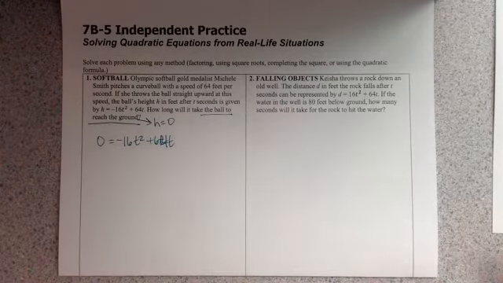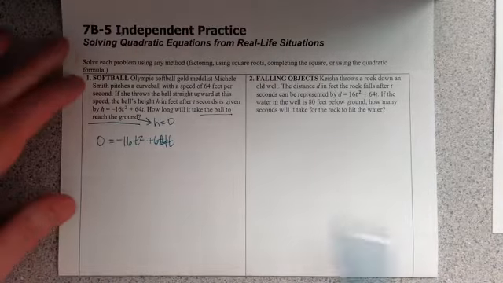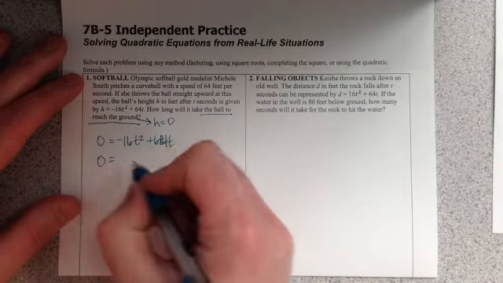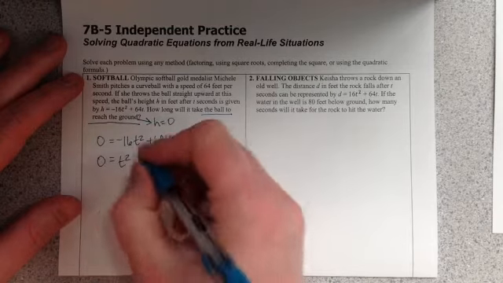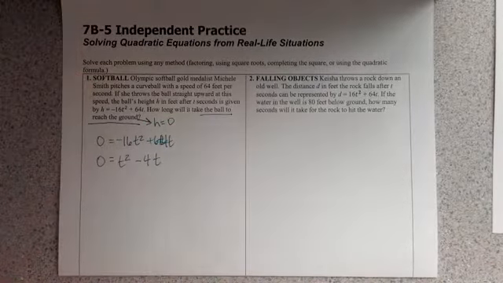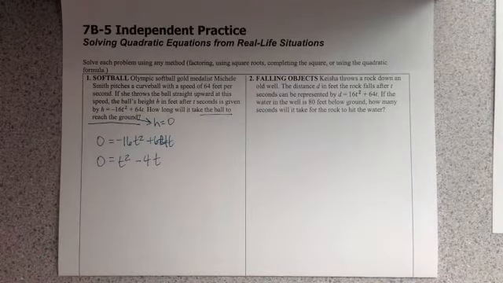And now I want to solve this. Well, the first thing I want to do is get rid of that negative. So I'm going to divide everything by negative 16. And so 0 equals t squared minus 4t. And you're thinking, well, why didn't you pull out the t? Because that was the greatest common factor. Because if we did that, it wouldn't work the way we needed it to work.